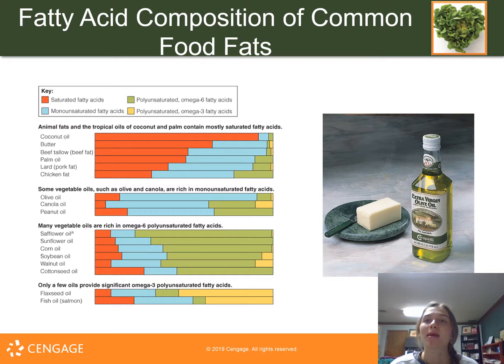And then in the middle, the ones that are richer in monounsaturated fatty acids, that's going to be your olive oil, canola oil, peanut oil. Many vegetable oils are rich in those polyunsaturated fats, specifically omega-6s. That's going to be safflower oil, sunflower oil. You can see a few of the other ones. And then lastly, only a few of them are the polyunsaturated form with omega-3, and that's going to be flaxseed oil and fish oil.